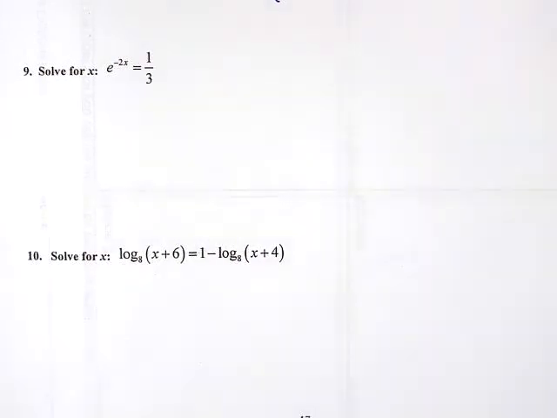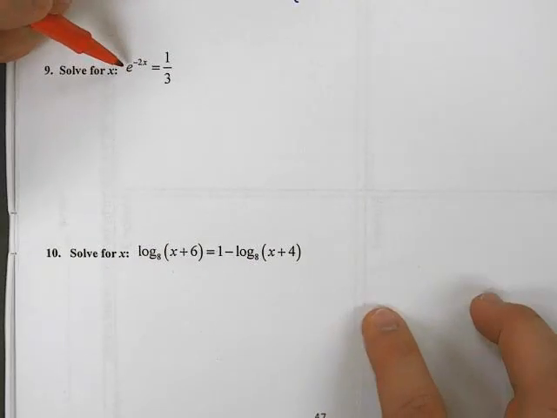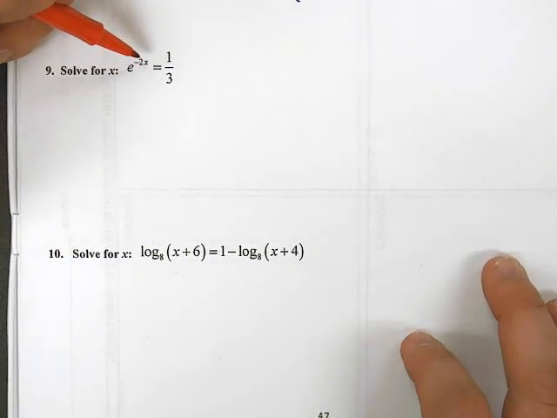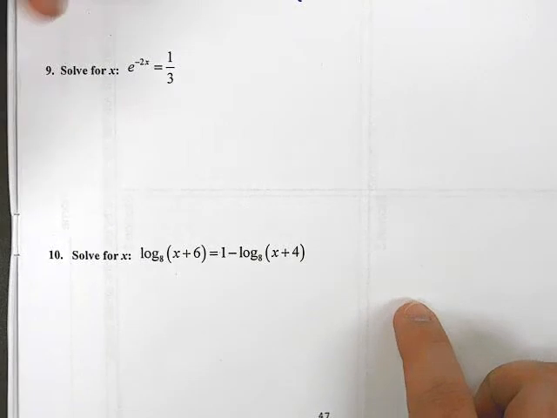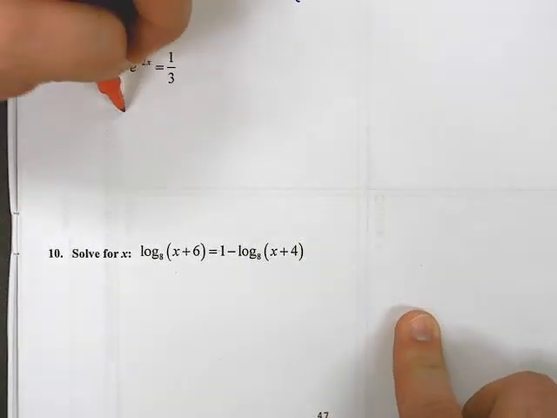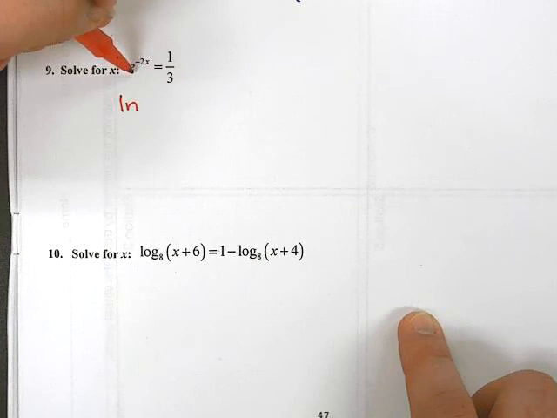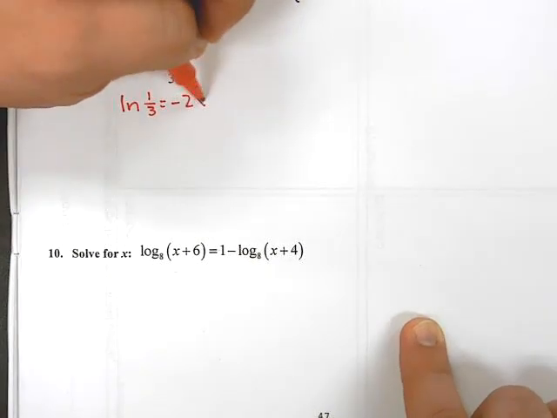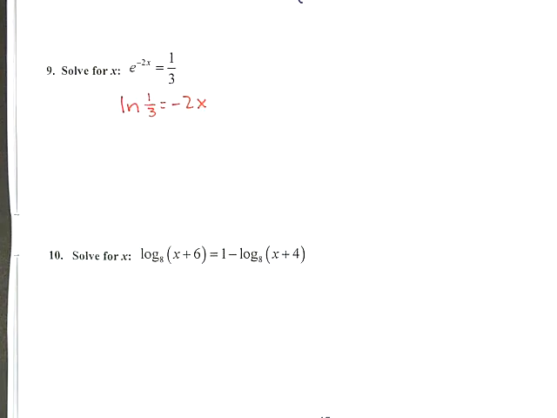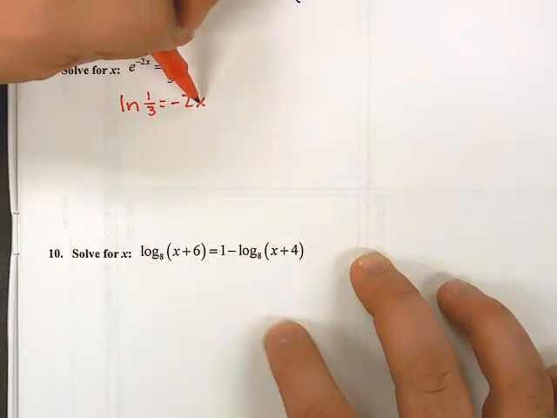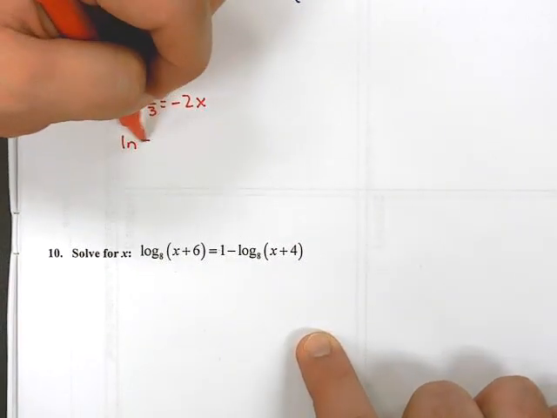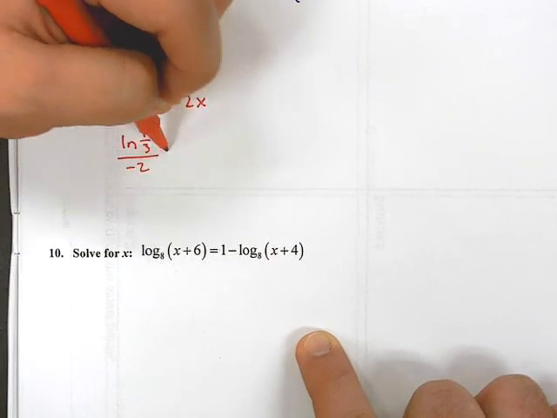Okay, number 9. I have an exponent, variable stuck in the exponent. I want to switch this to log. Now, because my base is e, I'm going to say the natural log of 1/3 is equal to -2x. Now, I'm going to divide both sides by -2. So ln of 1/3 over -2 is equal to x.